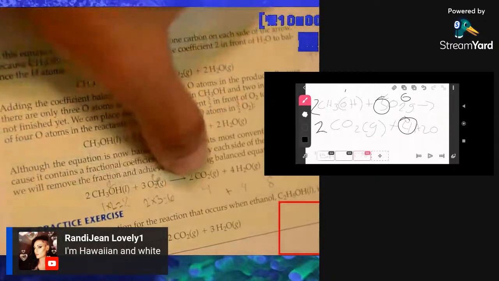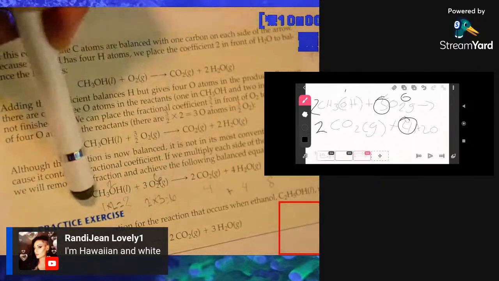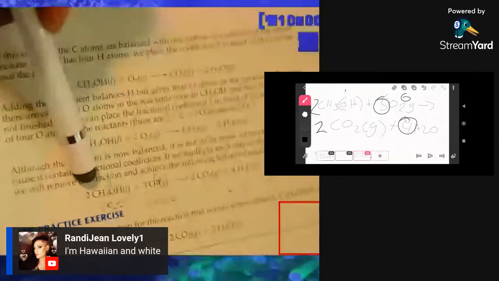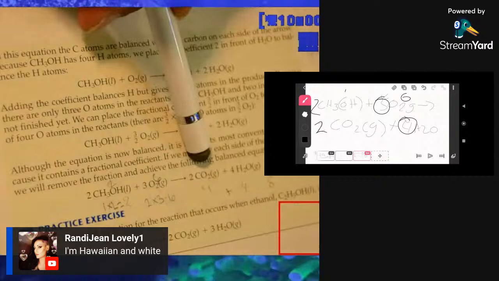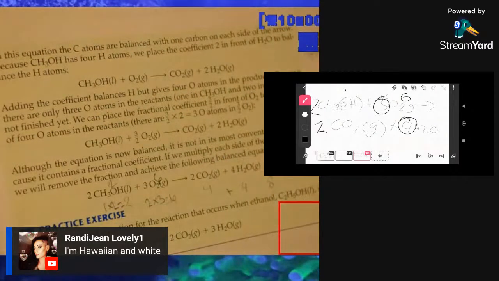Now, sorry, I'm looking at the book. So now we look at the book. That's the final answer, and that's how you got that. So that's how they got a 2, a 3, a 2, and a 4. That's what they did right there.